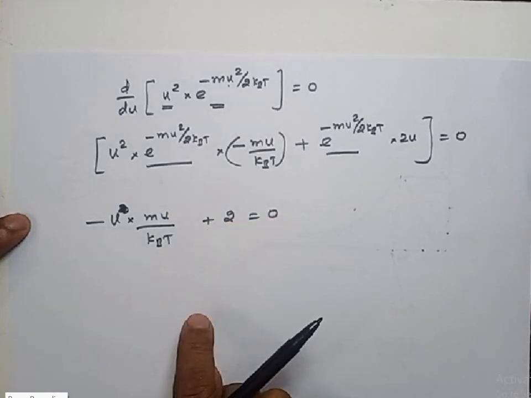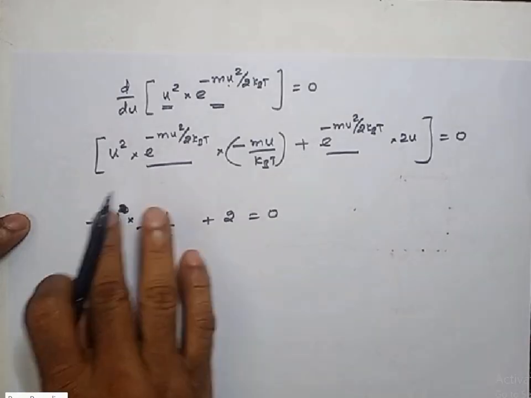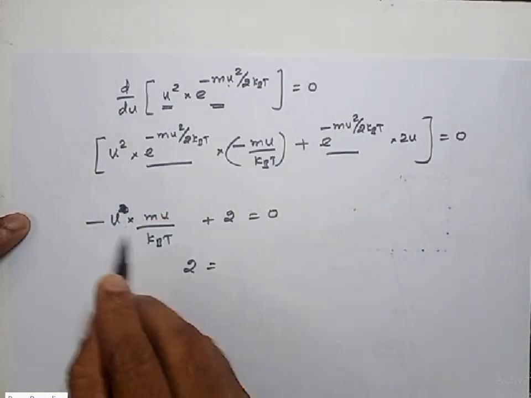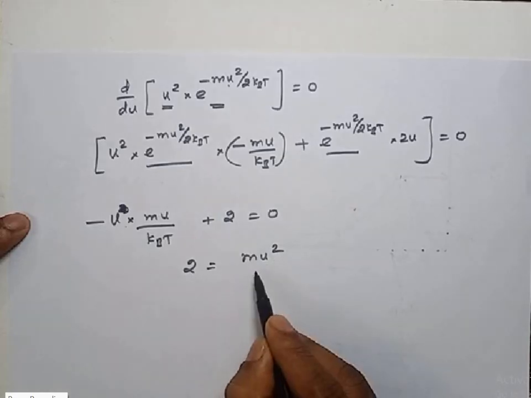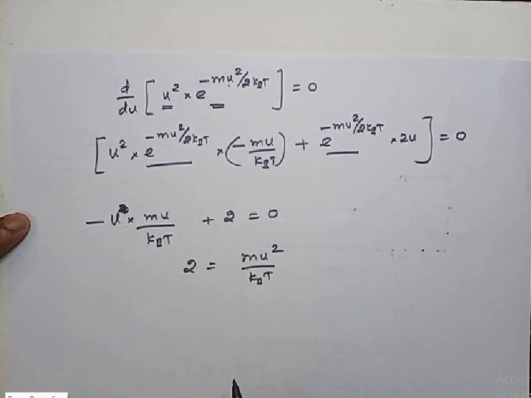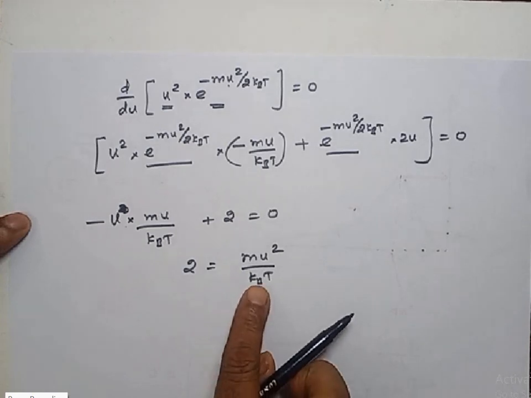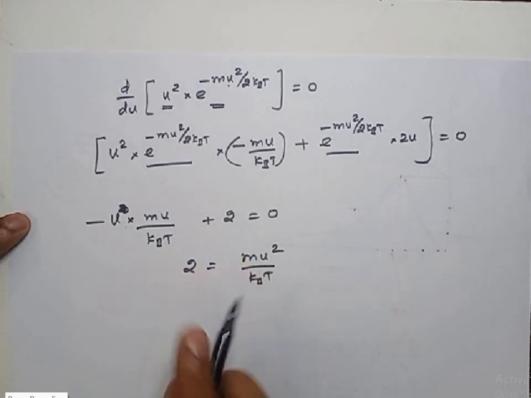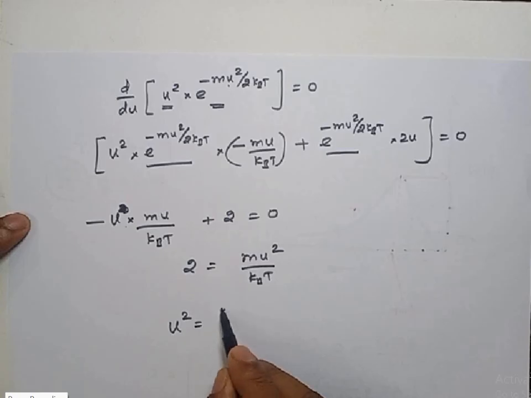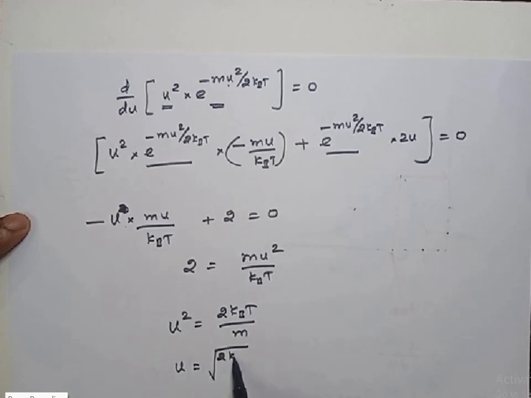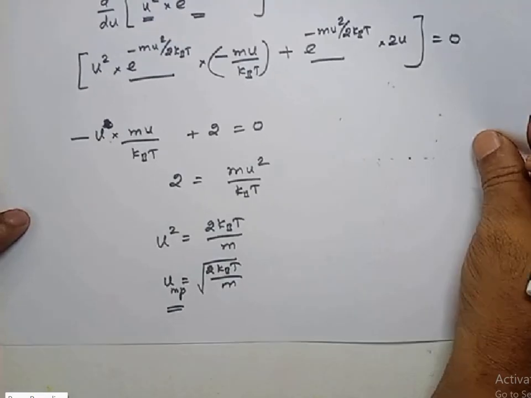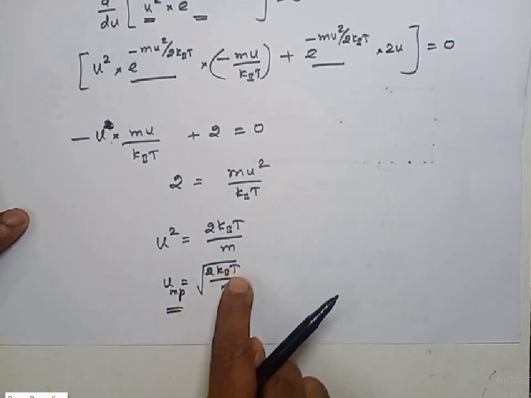Bring this quantity to the right hand side, so 2 is equal to m u square by kbt. Multiply by kbt and divide by m. So u square equals 2 kbt by m, or u is equal to square root of 2 kbt by m. This is nothing but the most probable velocity. So most probable velocity is equal to square root of 2 kbt by m.